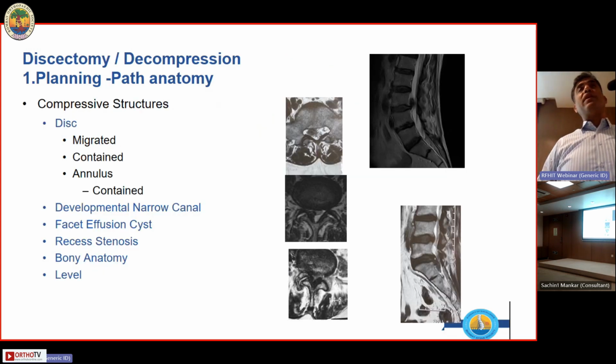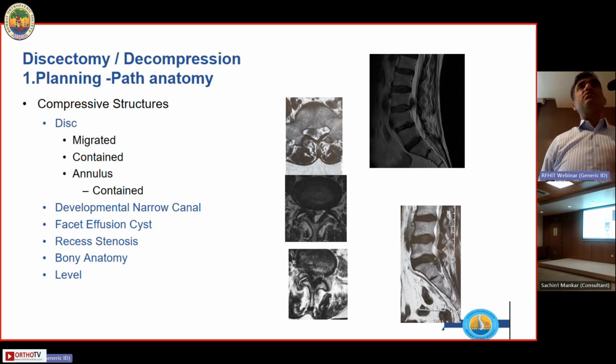Now, planning does not entail only about the normal anatomy of the patient, because all these are micro procedures, but also entails about variation that can come, and also about the pathology. Like in a migrated disc, though you may be reaching here, but the fragment has gone up. So you must be aware about it. And this has to be done pre-operatively, even before you wash up.